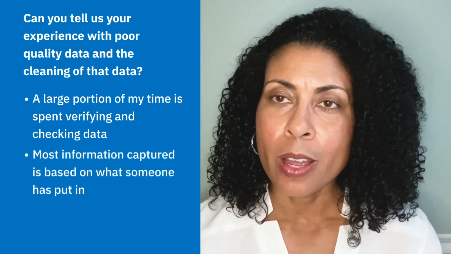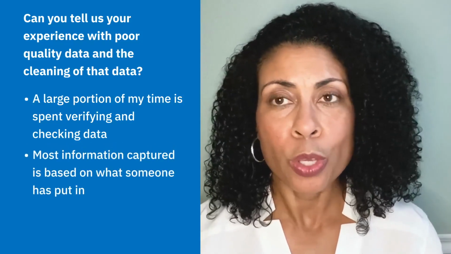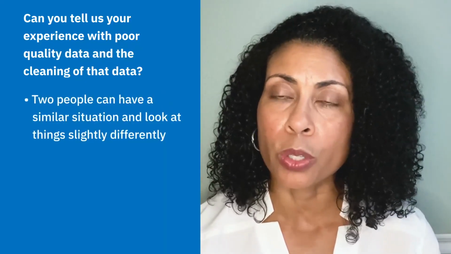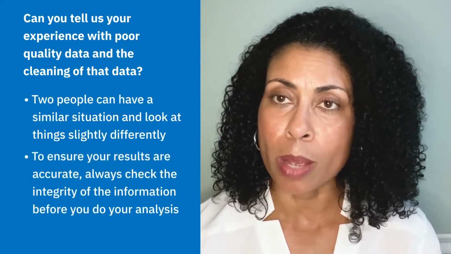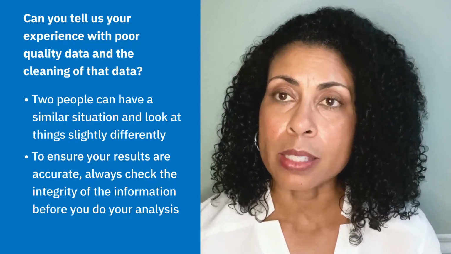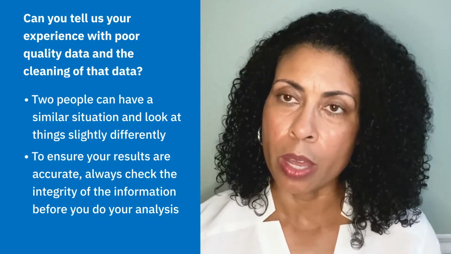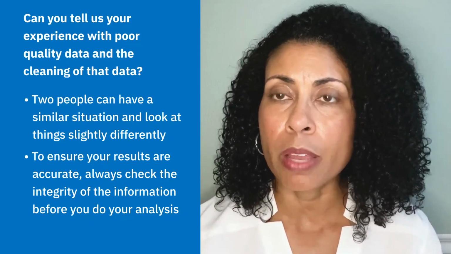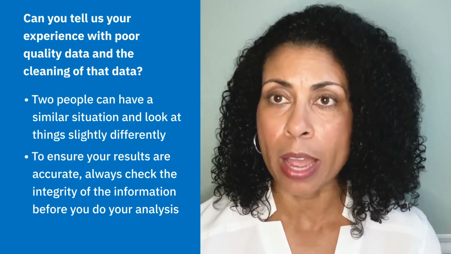Working in healthcare, most of the information captured is based off of what someone's put in. So humans can't be calibrated. 2 people can have a similar situation and look at things slightly differently. So it's up to me to make sure that if one describes something as navy blue and the other person describes it as dark blue, that I consolidate it and make it blue. That's just an example. We don't normally do that in healthcare. But the thought is that you always have to check the integrity of the information before you do your analysis to make sure that your results are accurate.